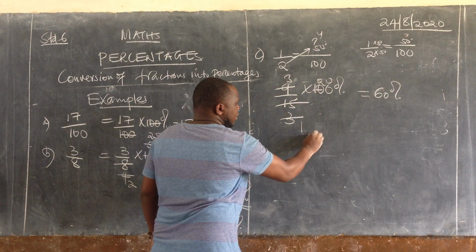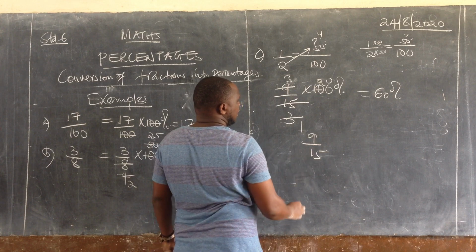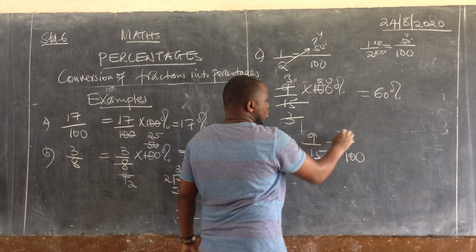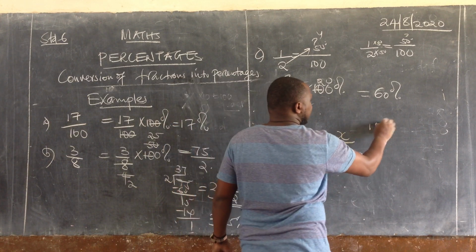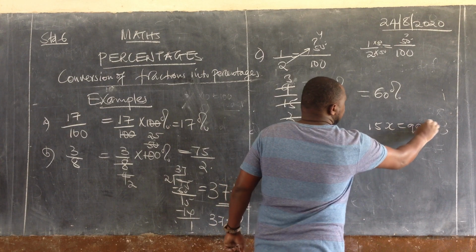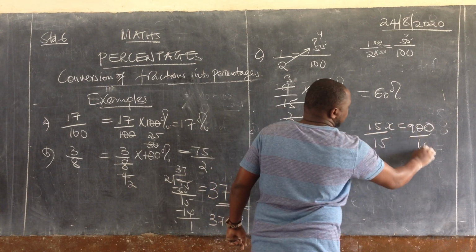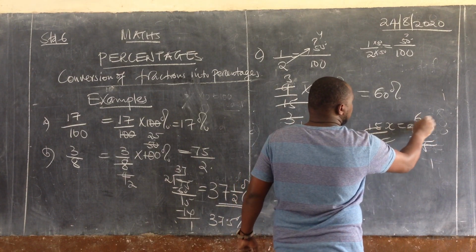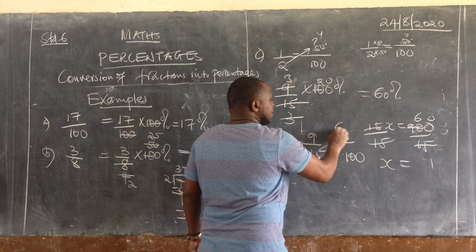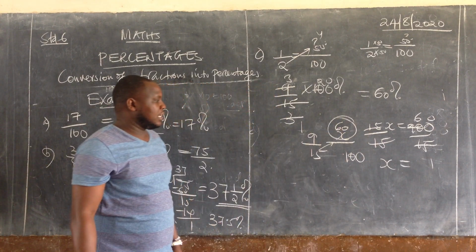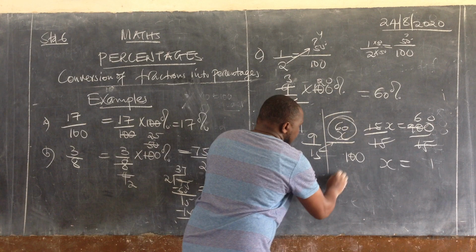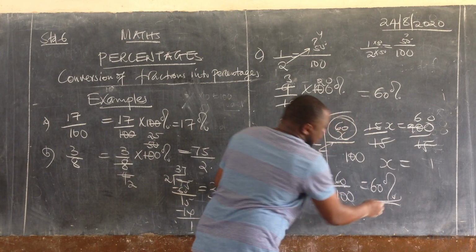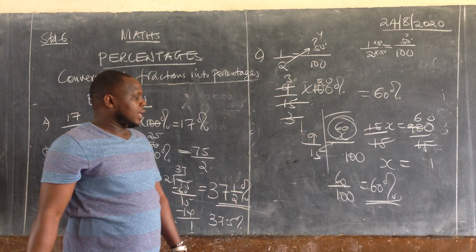If you want to do it the other way, 9 over 15, then you put this as 100. And this is x or y, whatever answer you want to pick. So 15x equals 900 over 15 over 15. So in this case, your x is going to be, by 15, 1, by 15, 60. So this is going to be 60. So our value of x is going to be 60. So your fraction is going to be 60 over 100, which is simply 60%.